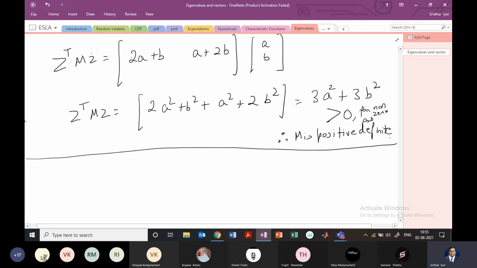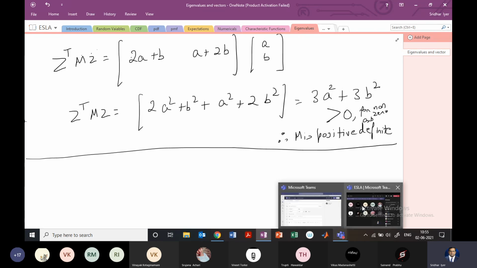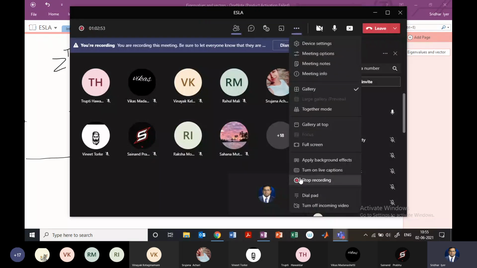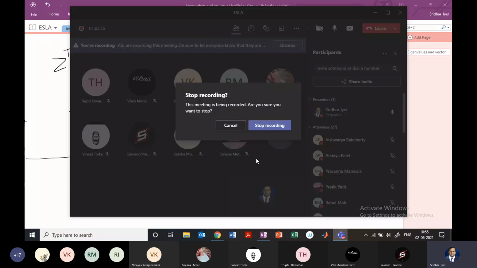Tomorrow's lecture we'll start with this, solve another simple numerical, and then move to singular value decomposition, which takes a lot of time, like diagonalization of the matrix, right? So with that we'll be able to complete this module.